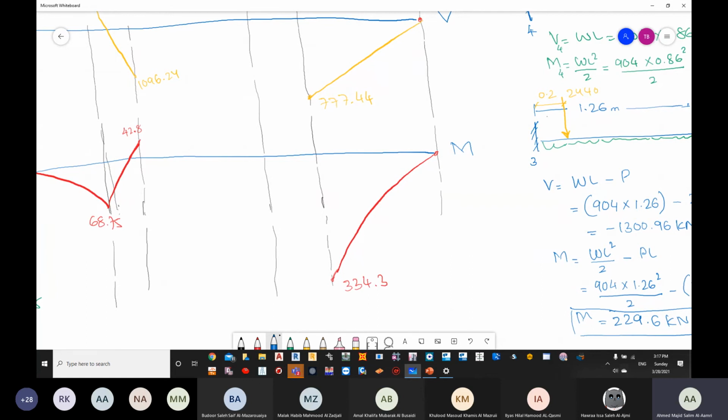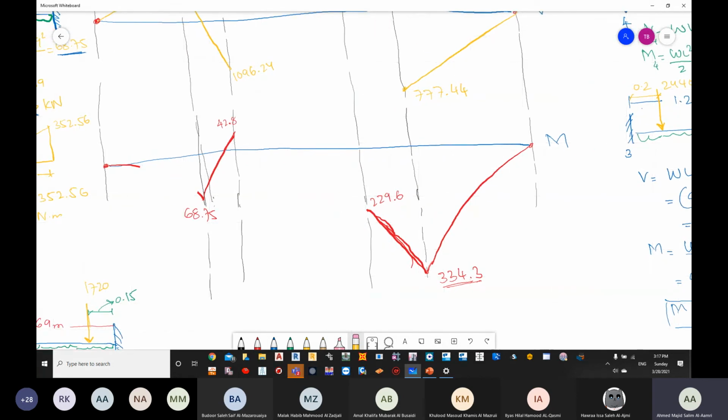Once again, here it was 334. Now it's reduced to 229. So it goes like this. Okay. Once again, this is not to the scale. Let me just redraw. 229 point how much? 0.6. Just redraw this one so it will make some sense.